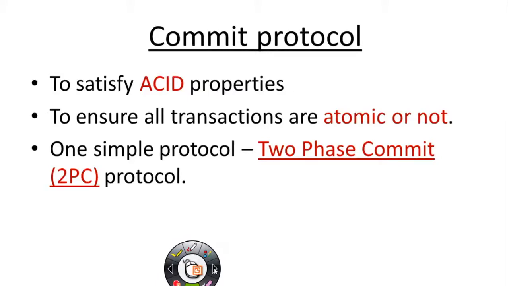These properties should be satisfied, like in the case of a relational database management system executing in a centralized database. The same process has to be followed in a distributed database as well. And to ensure all transactions are atomic, we can use one simple protocol called the two-phase commit protocol. Two-phase commit protocol is one of the simple protocols.